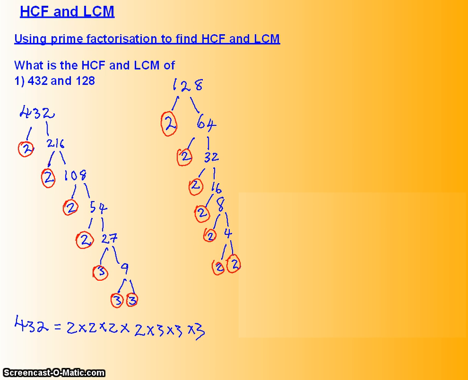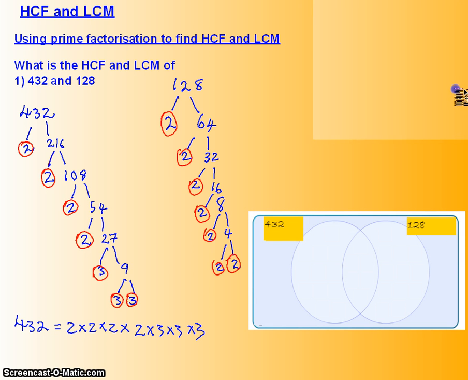Now what I'm going to do here, I'm going to share this technique with you, which is we simply identify the factors that are common to both numbers. So let us write 128 as 2 times 2 times 2 times 2, 2 times 2 times 2 again times 2 times 2 times another 2. That's 7 twos.